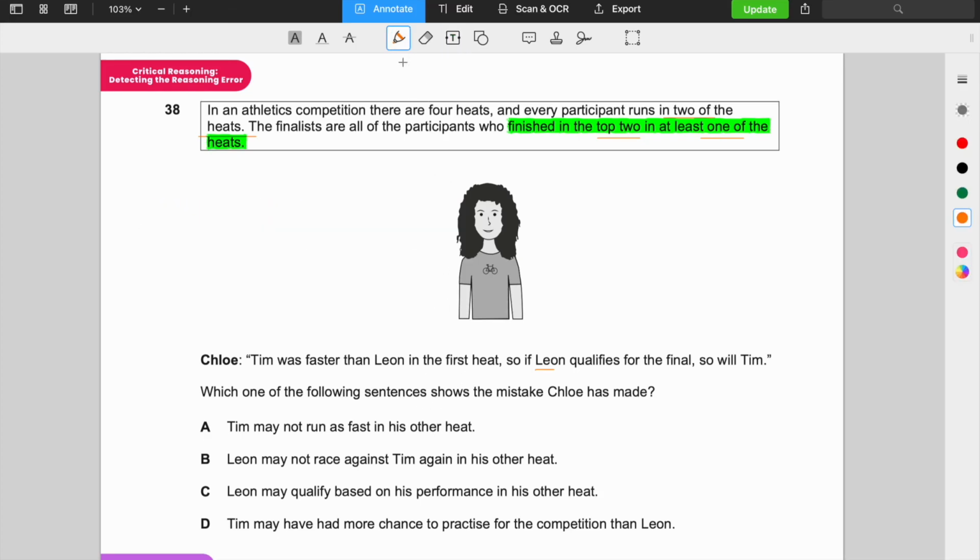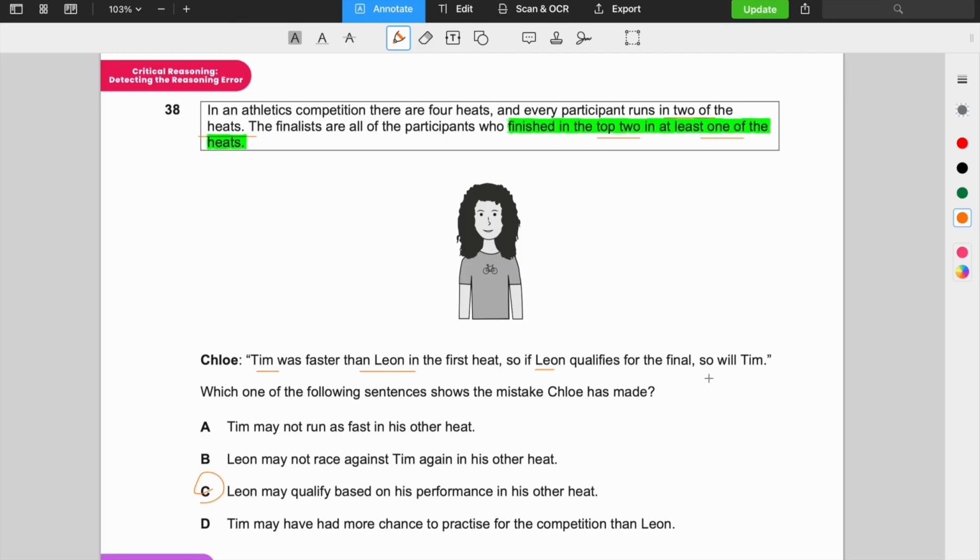Chloe has failed to account for the possibility that Leon might have qualified based on his performance in his other heat. So yeah, maybe Tim beat Leon, but maybe Leon didn't qualify based on his position in the first heat. Maybe Leon qualified because he came in the top 2 in a different heat, right?